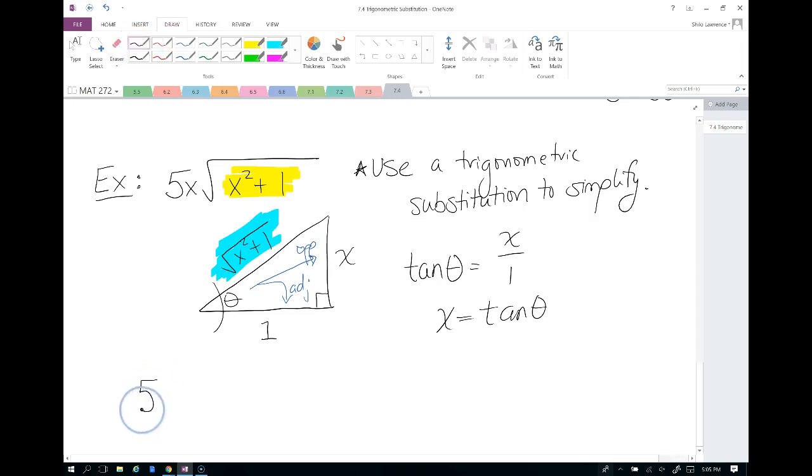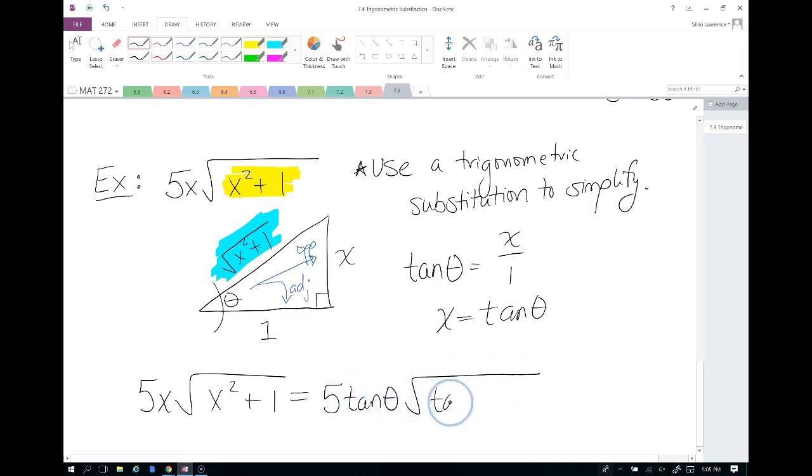So now I can go back in to my expression and replace all of the x's with tangent. So I get 5 tan theta times the square root of tan squared theta plus 1. Now you cannot cancel the squares and the square roots here because of the addition. But if we can figure out a way to rewrite that where it doesn't have addition or subtraction, then we will be able to square root it.